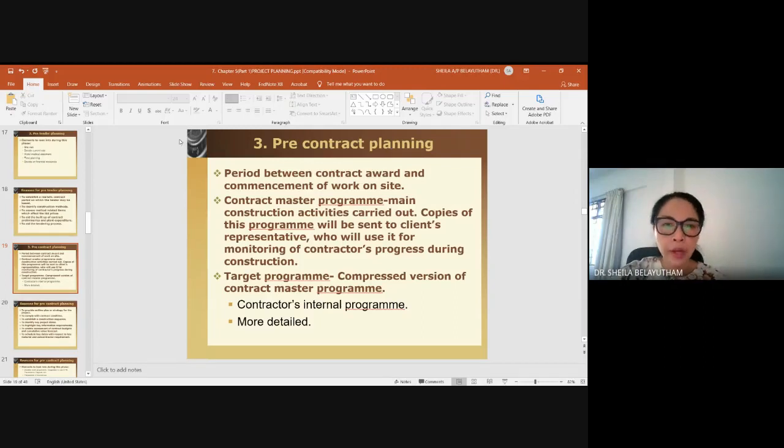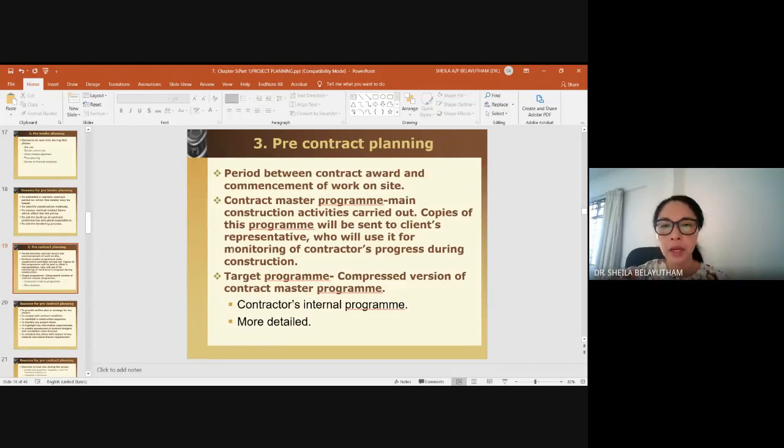Once you have done that, usually we have a target program. The target program is basically the compressed version of the contract master program, a more detailed program derived from it. As a main contractor, we have one master program that we pass on to the client. That will not be an overly optimistic program; we just lay out a program as such, and this is how we are going to address it with the client. However, internally, we would have a much shorter version of each activity so that we have buffer time.